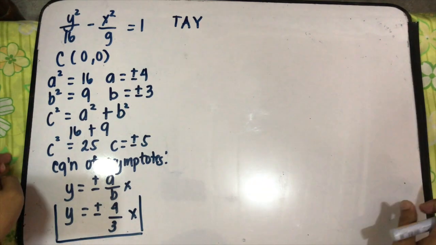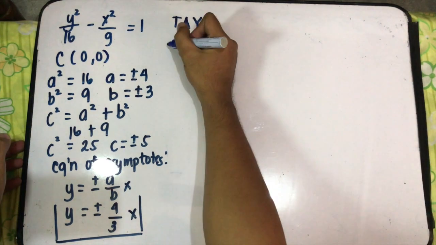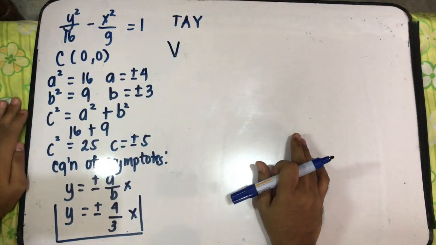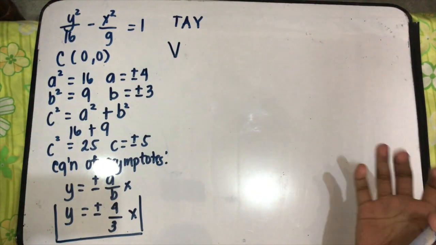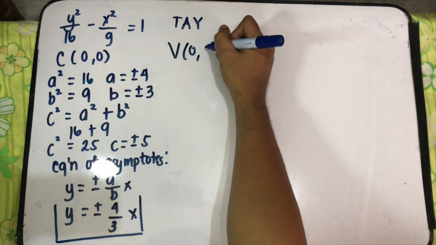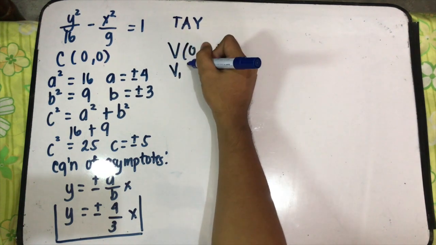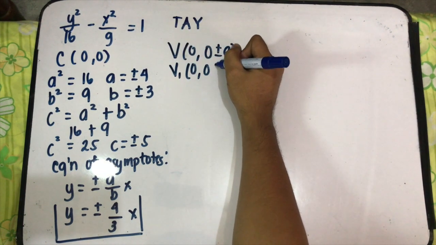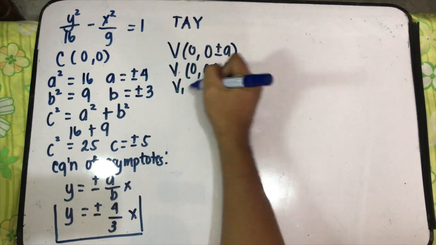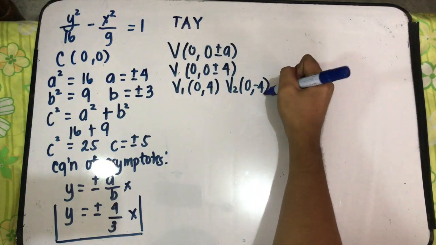So, let us solve for the coordinates of the vertices, the foci, and the co-vertices. For the vertices, we have a vertical transverse axis. Therefore, we will be adding and subtracting from the y ordinates. So we have 0 and then 0 plus minus a. Therefore, V1 is 0 and 4, and we also have V2 as 0 and negative 4.